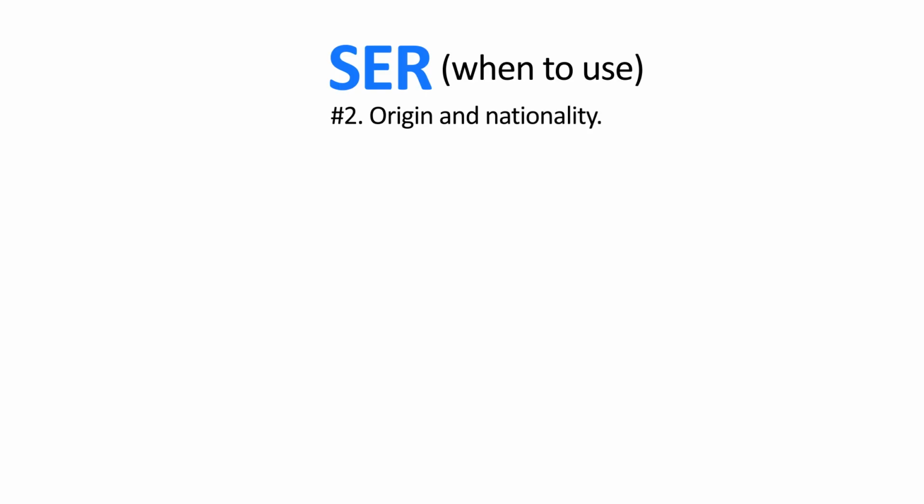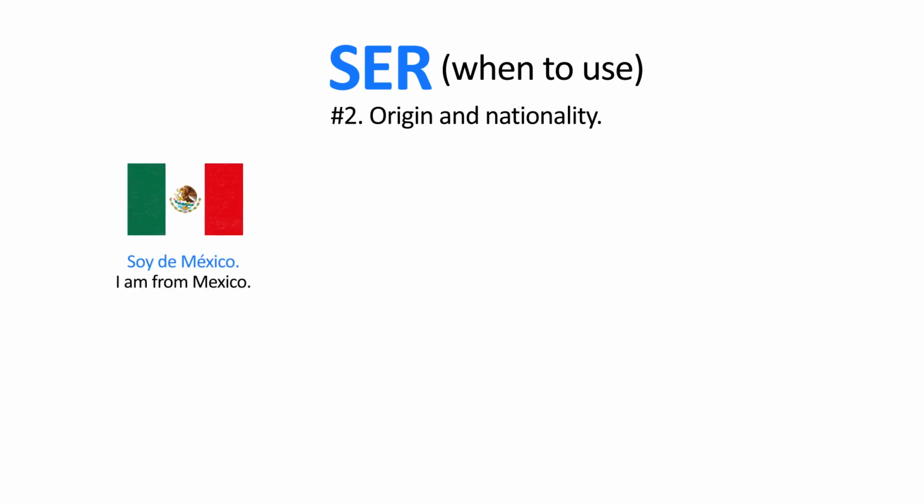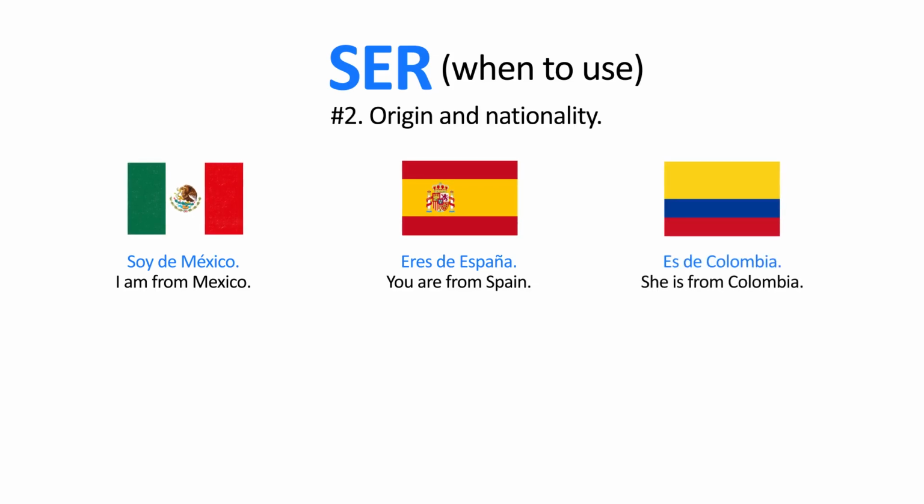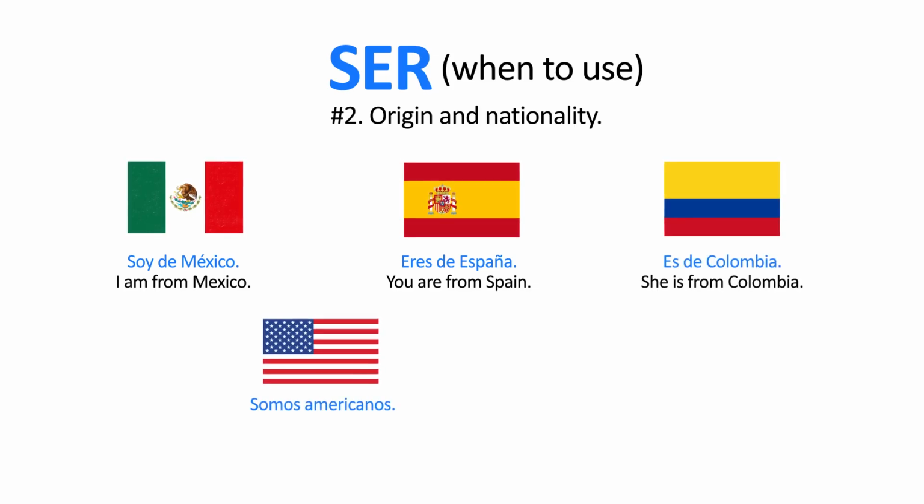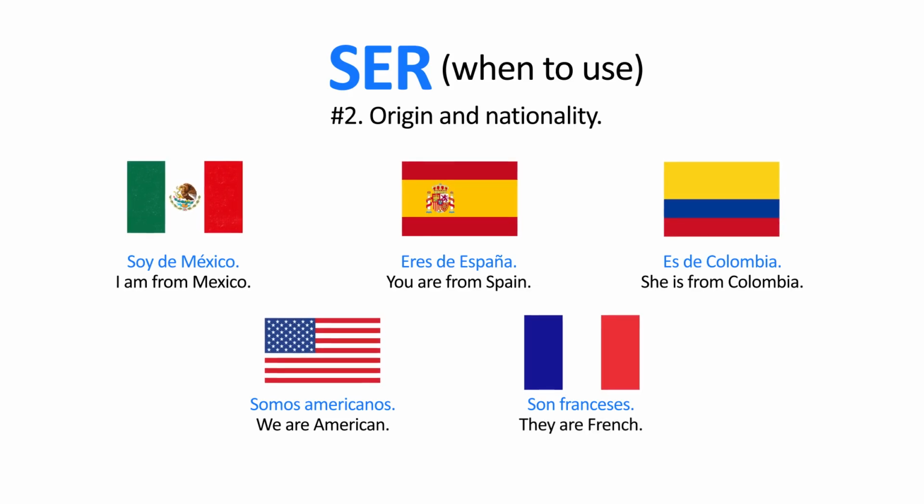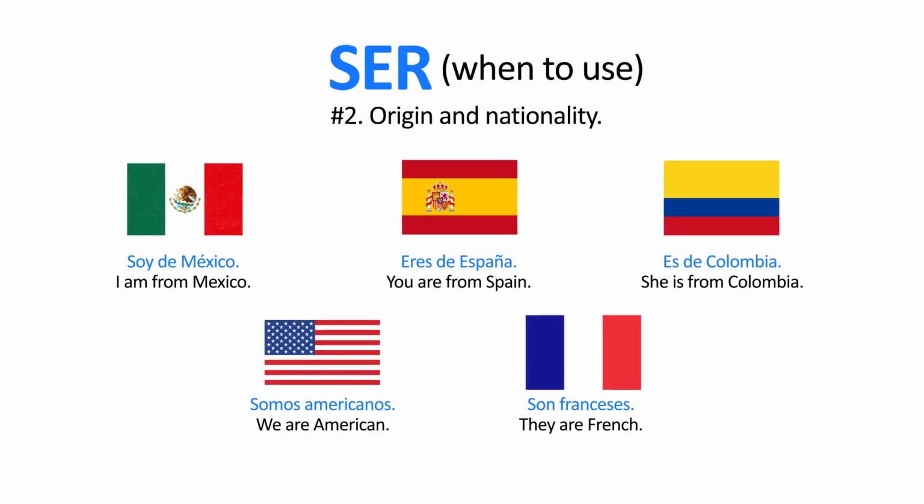Second category, origin and nationality, where someone or something is from. Soy de México. I am from Mexico. That's your origin. It doesn't change. Eres de España. You are from Spain. Es de Colombia. She is from Colombia. Somos americanos. We are American. Son franceses, pronounced franceses. They are French. Notice that with nationality, you're stating a fact about identity. This is what someone is, not a temporary state. That's why it uses ser.